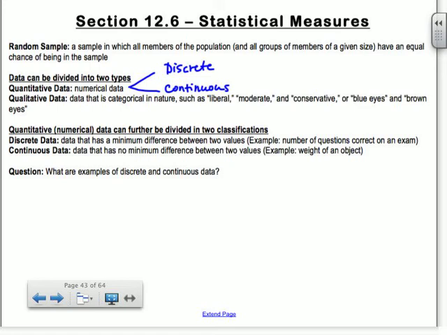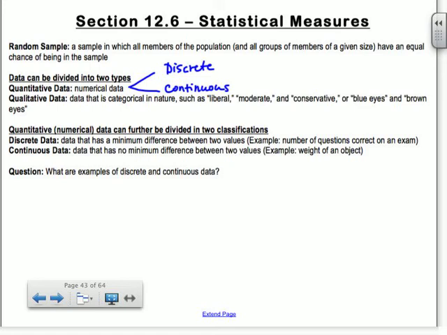Okay, so what are examples of discrete and continuous data? So let's think of some different examples. Sarah, any ideas? Think of some things. Like when you go to the grocery and weigh. Yes, there's no minimum difference for weighing vegetables. Yep. Matt, think of anything?